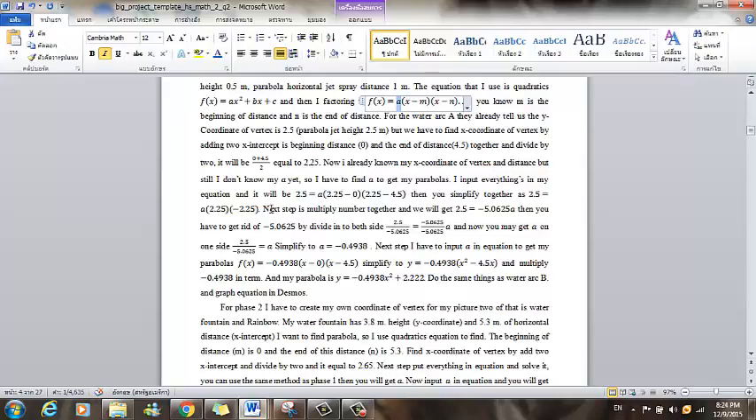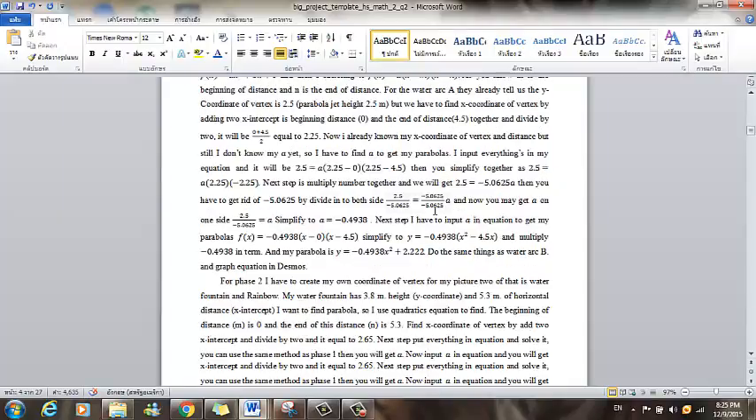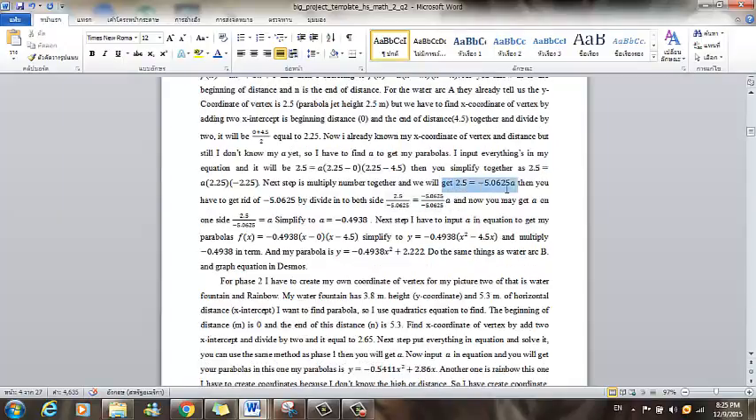So I input everything in my equation and it's going to be like this. But we still have a, you see. So then we'll simplify it together. You simplify this, minus, minus, and you're going to get this. So next step is I have to multiply the numbers together. So it will be 2.5 equal to minus 5.0625a, because I have to multiply 2.25 by minus 2.25, so it's going to equal this.